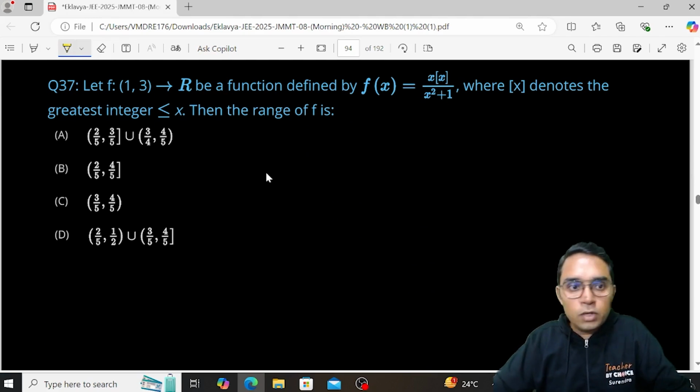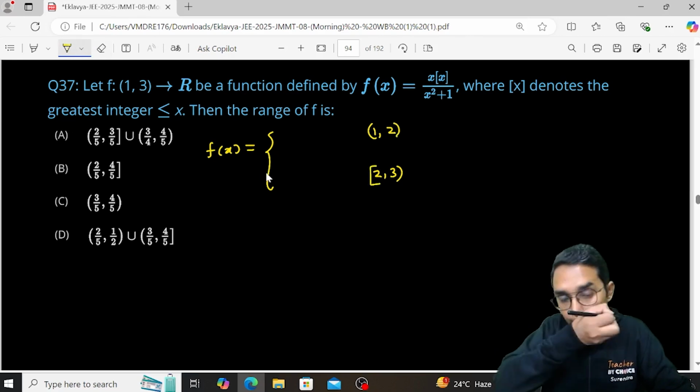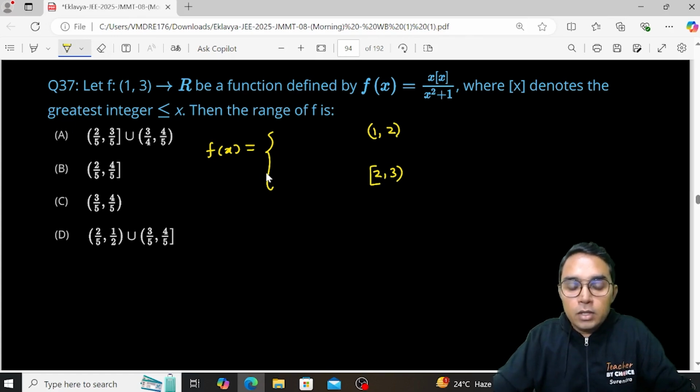we are given f: [1,3] to R be a function defined by f(x) equal to this, where this denotes GIF, and domain is just [1,3]. So this we can split into two parts. f(x) we can split into two parts, one for 1 to 2 and then from 2 to 3. Sorry, not like this, from 1 to 2 and close bracket at 2 here. So for this interval, the value of GIF will be just 1. So it becomes x upon x square plus 1. And here we will be getting 2x upon x square plus 1.